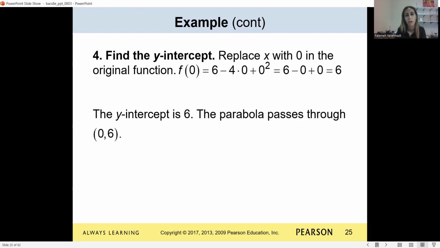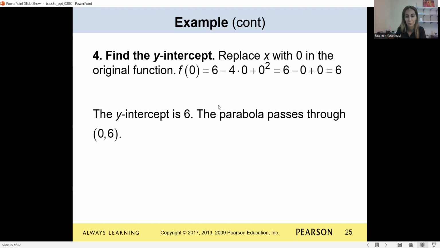Well, we can easily find the y-intercept. To find the y-intercept, set x equal to 0. F of 0 is 6 minus 4 times 0 plus 0 squared, or just 6. So the y-intercept is actually 6. The parabola passes through 0 and 6.